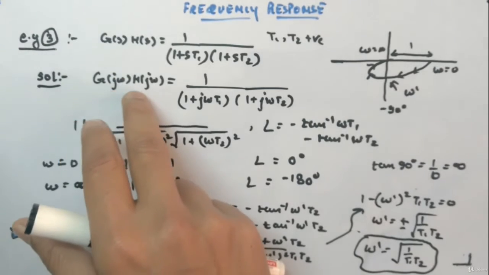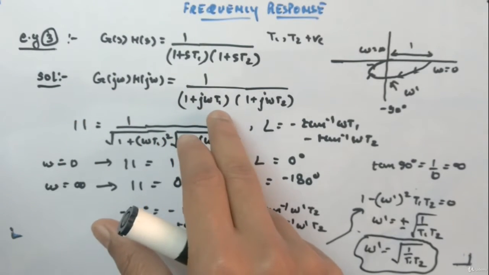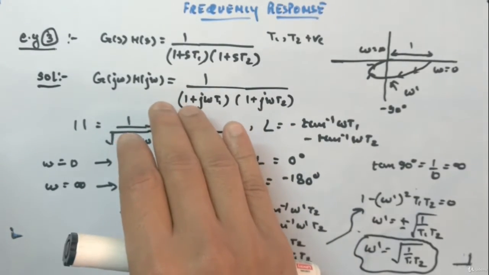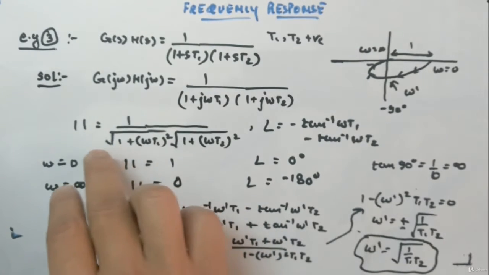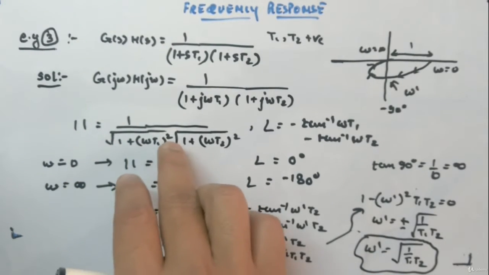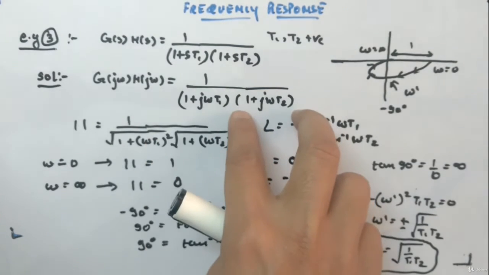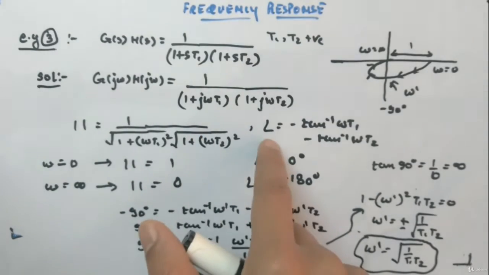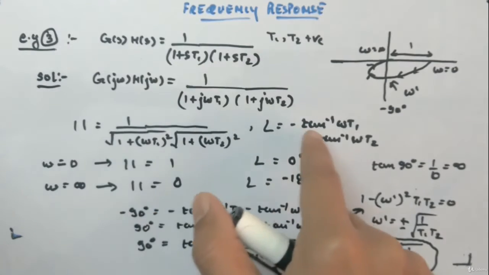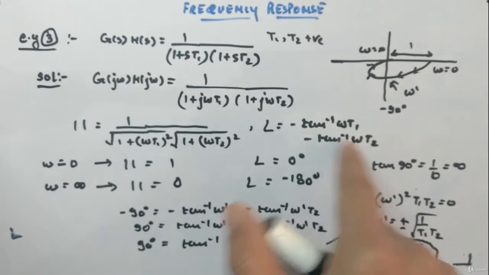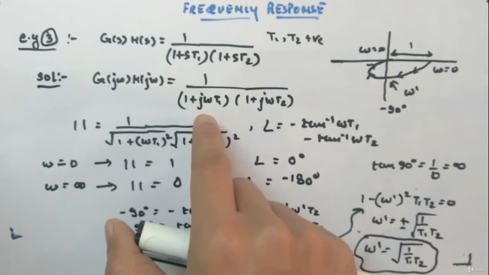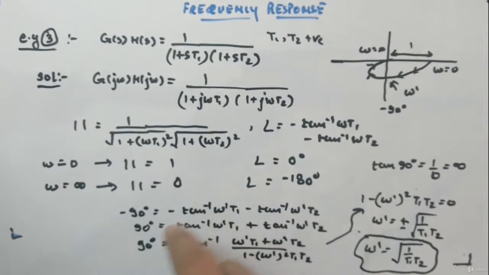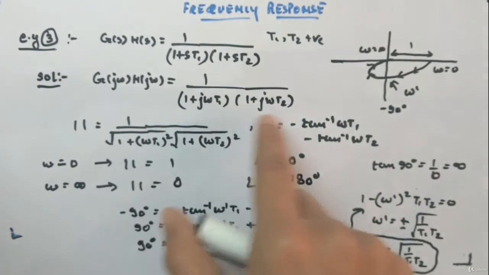Now you can write G(j omega)H(j omega) is equal to 1 upon (1 plus j omega T1) into (1 plus j omega T2). So this is in j omega terms. Now the magnitude is 1 upon under root 1 plus (omega T1) whole square, the magnitude of this term, multiplied by the magnitude of this term, which is under root 1 plus (omega T2) whole square. So this is the magnitude value, and this is the angle value. Now the angle will be minus tan inverse omega T1 minus tan inverse omega T2, minus because it is in the denominator, and omega T1 and omega T2 because the real term is 1. So imaginary upon real, only imaginary terms are there.